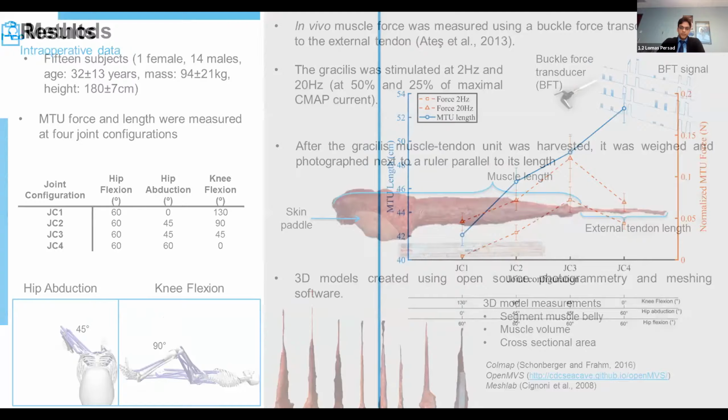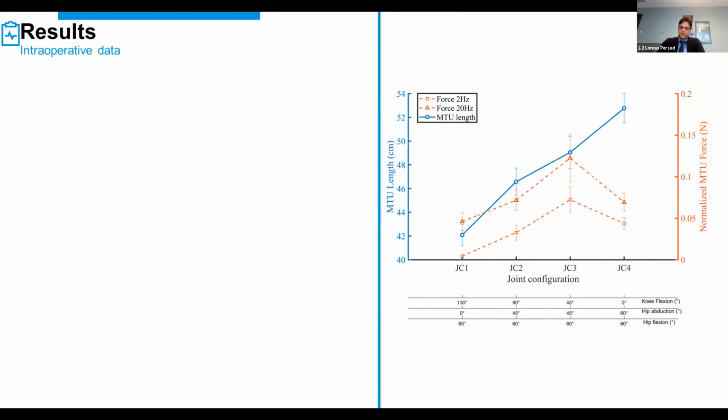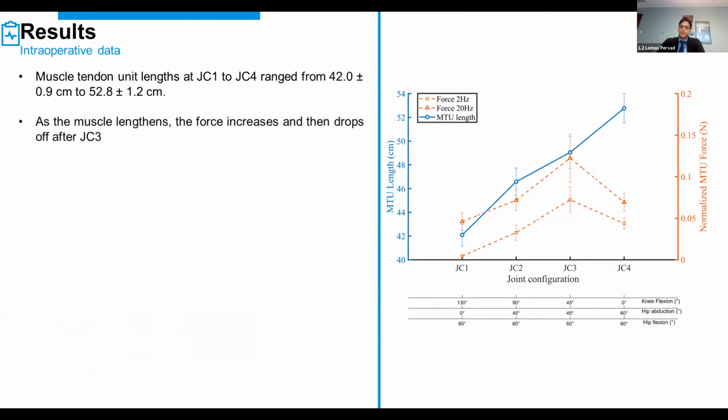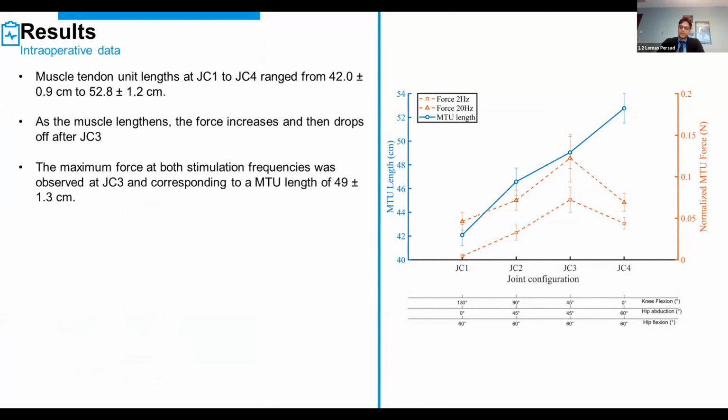The graph on the right summarizes experimental MTU lengths and force data, where we have MTU lengths ranging from 42 to 52.8 centimeters across joint configurations. It was observed that as the muscle lengthens, the force increases and then decreases, where the maximum force occurred at the 3rd joint configuration, or MTU length of 49 centimeters.